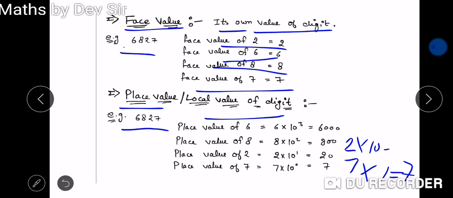Next is 8. 8 is at 100's place, so if we have to find out place value of 8 in this number, then we will simply multiply this digit 8 by 100 and we will get its place value. And the last one is 6, and 6 is at thousands place. So to find out the place value of 6, we will simply multiply our digit 6 by 1000 and its place value will be 6000.